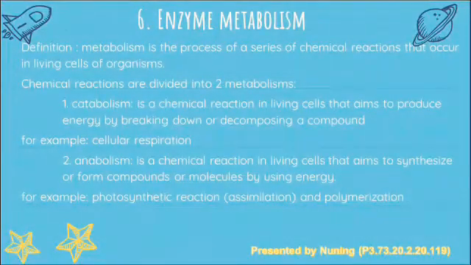Six, enzyme metabolism. Definition: metabolism is the process of a series of chemical reactions that occur in the living cells of an organism. Chemical reactions are divided into two kinds of metabolism. First, catabolism is a chemical reaction in a living cell that aims to produce energy by breaking down or decomposing a compound, for example, cellular respiration. Second, anabolism is a chemical reaction in a living cell that aims to synthesize or form compounds or molecules by using energy, for example, the photosynthetic reaction or assimilation and polymerization.